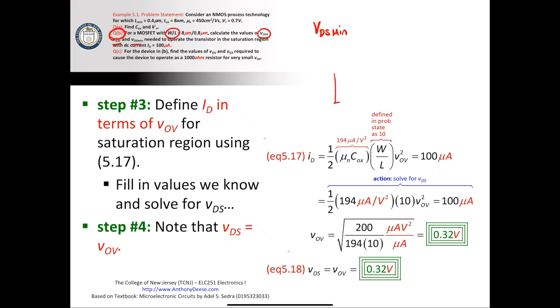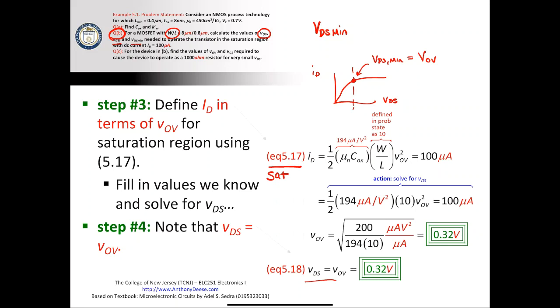Remember, if I could draw this graph right here, where this is VDS and this is ID, and this is the boundary between saturation and triode, the minimum VDS value is going to be the boundary, which is equal to VOV. So what we're going to be looking for, as you can see down here, is the case where VDS is equal to VOV. So this equation here is the equation for the saturation region of operation.